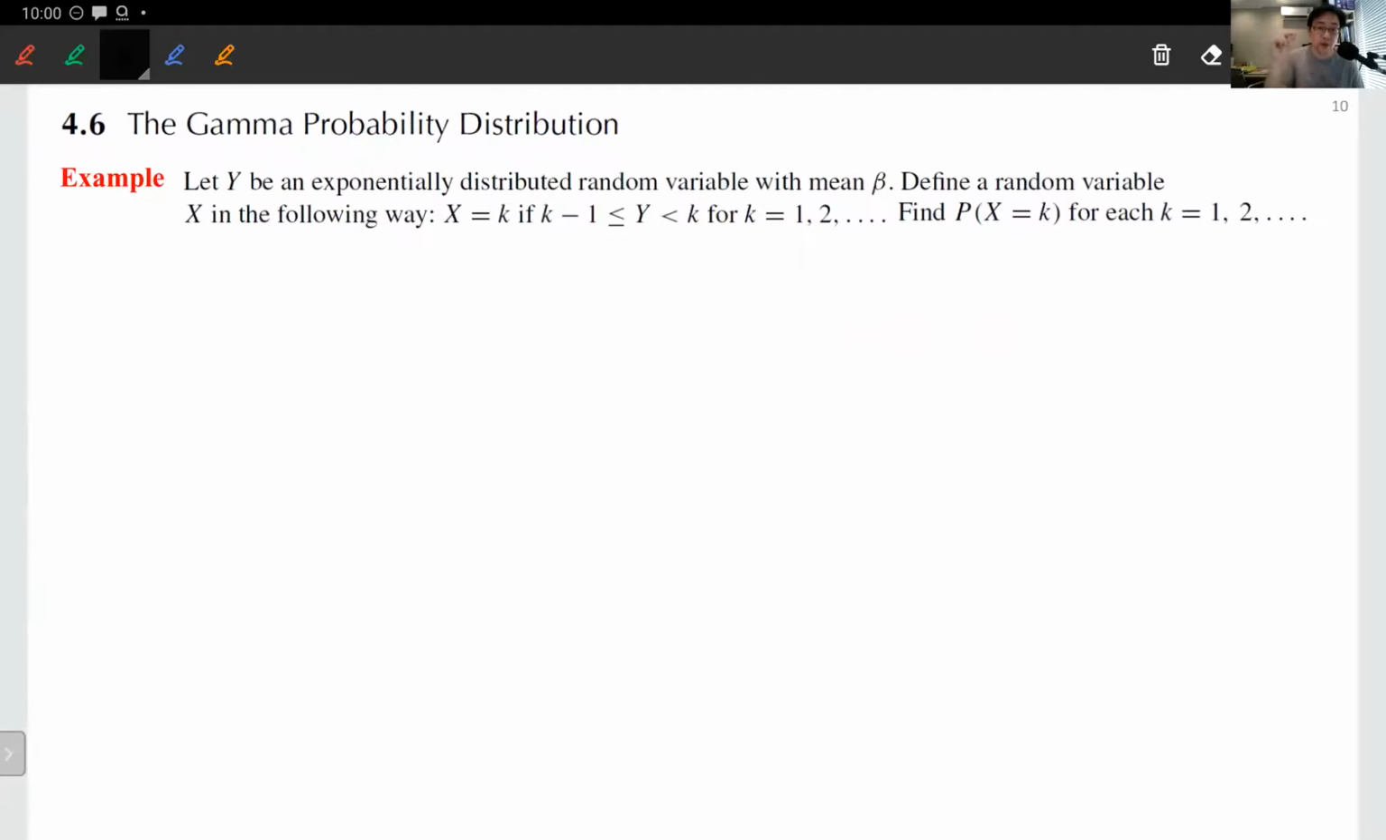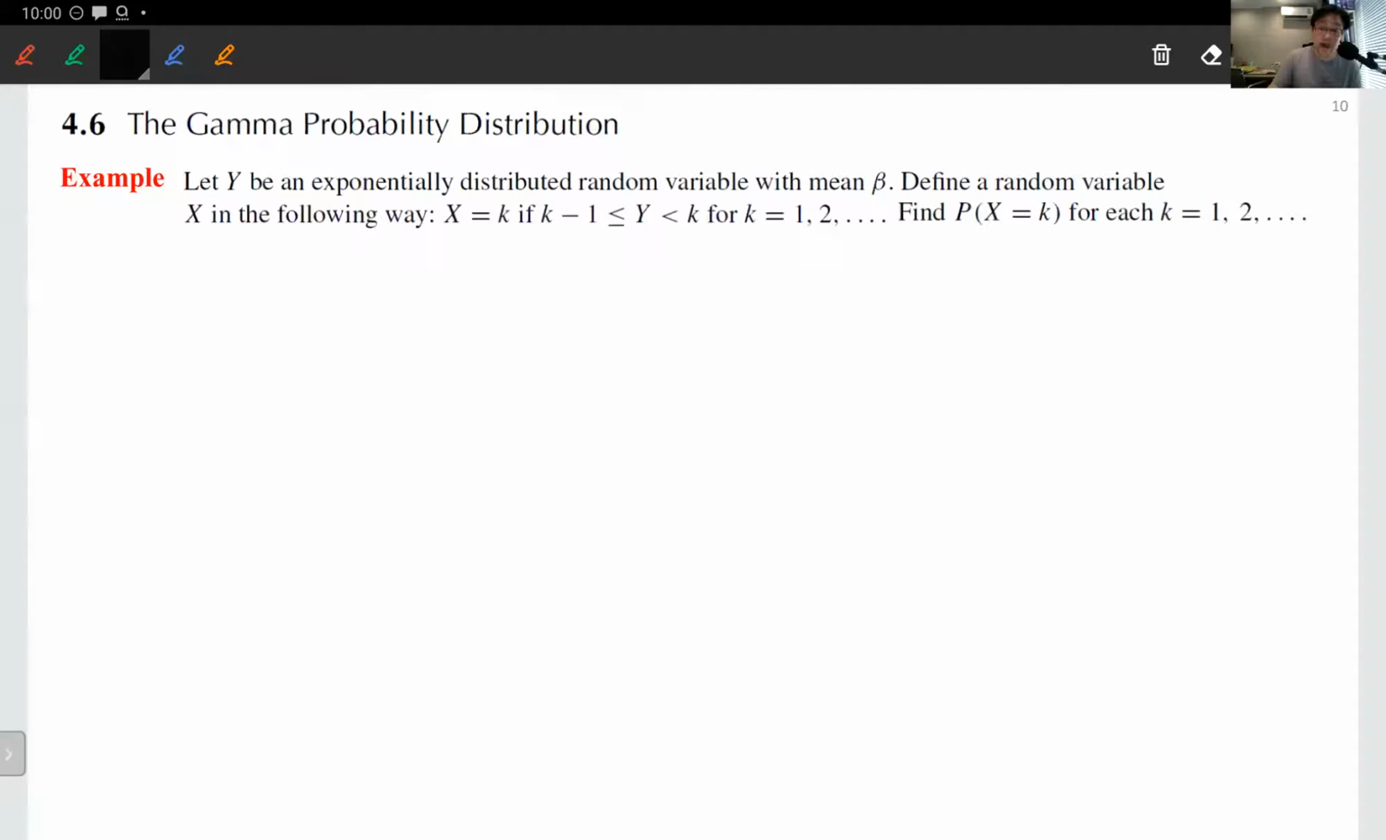Now there's one more that I want you to try, just to quickly practice your familiarity with the exponential distribution. Let Y be an exponentially distributed random variable with mean beta. Define a random variable X in the following way.